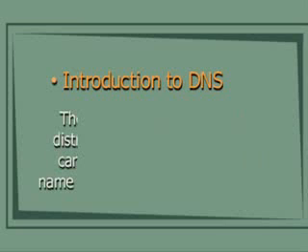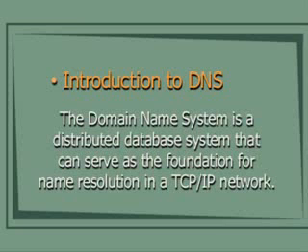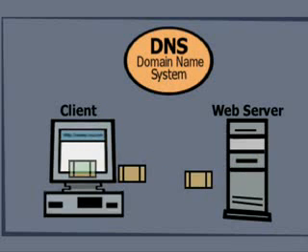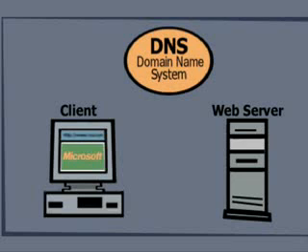The Domain Name System is a distributed database system that can serve as the foundation for name resolution in a TCP/IP network. DNS is used by most Internet working software, such as web browsers and electronic mail programs, to locate servers and to resolve or map a user-friendly name of a computer to its IP address.